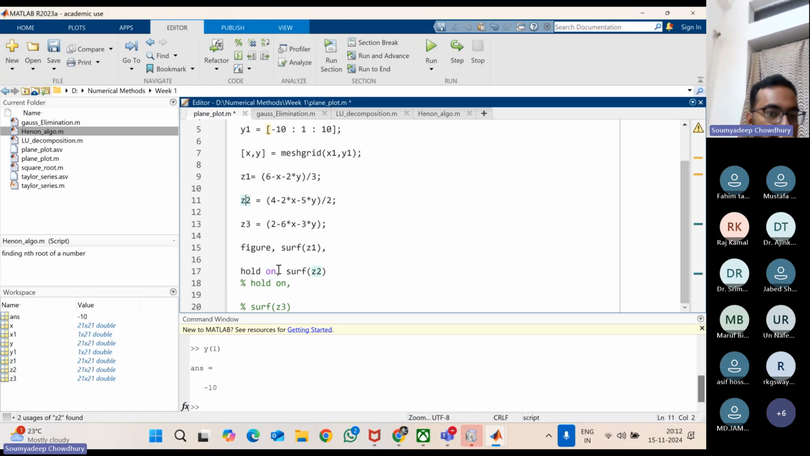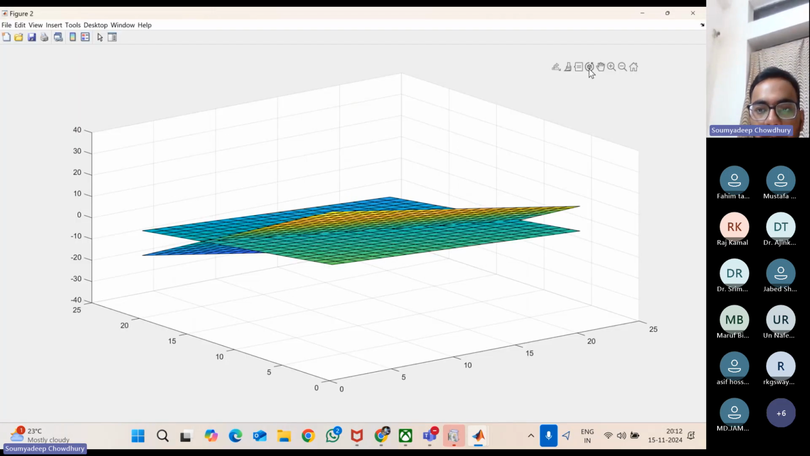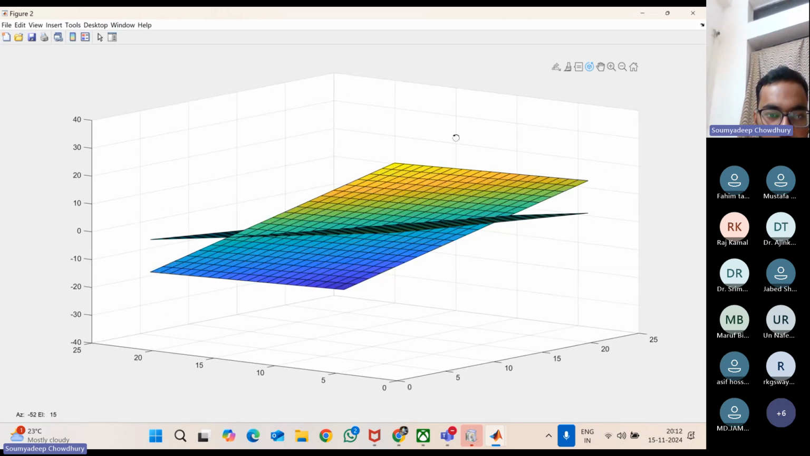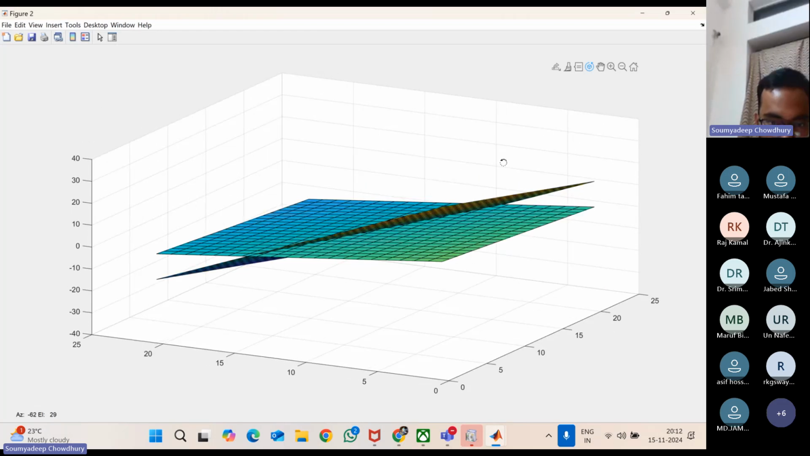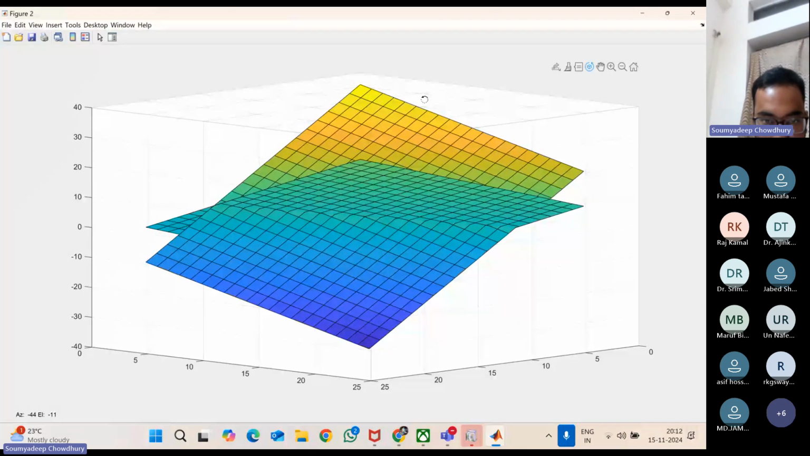Here I have just plotted surf of Z1. Hold on means that in the same figure, the next plot will be plotted. So the first plane will be plotted, then I am asking the computer to hold on. Hold on means just hold on. Then I'll plot another surf of Z2. Just see this one. So here you can see two planes, right? There are two planes here, and you can see the intersection. See, the intersection is a line.